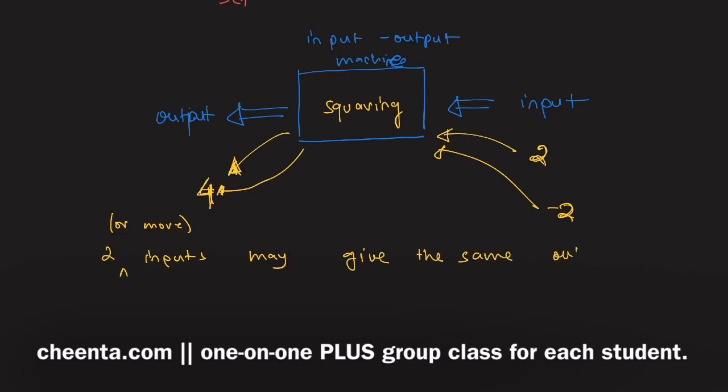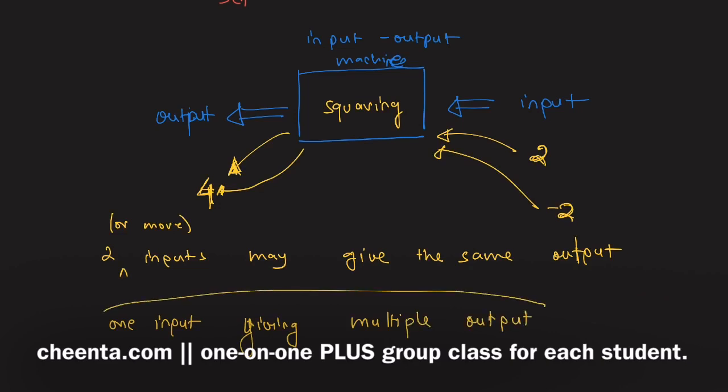That's all right. But what is not all right is one input giving multiple outputs. So this is not allowed. We have a different name for this kind of scenario, and this is known as a relation.